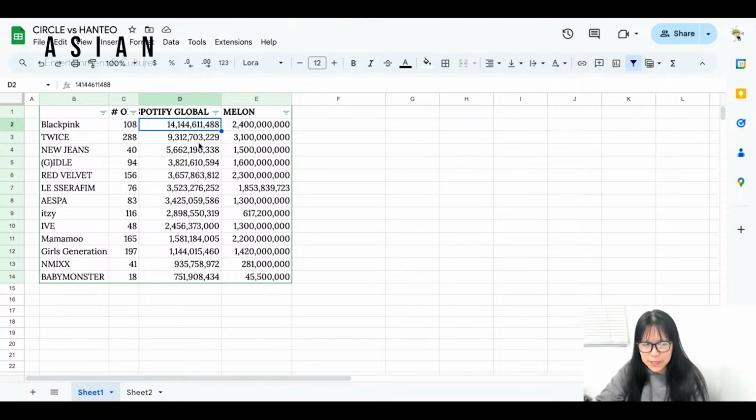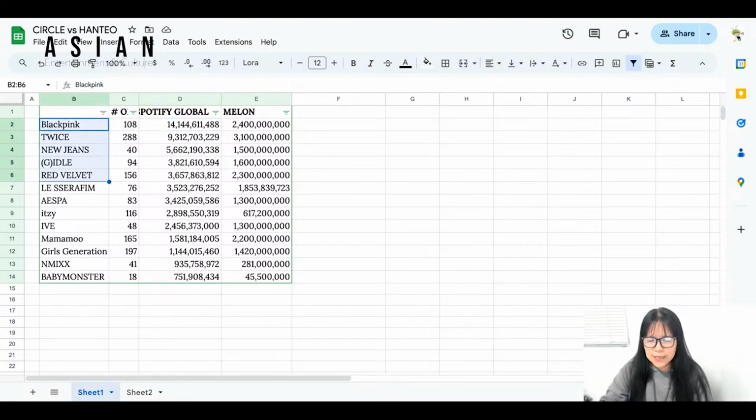Twice is 9 million. New Jeans is 5.6. G Idol, Red Velvet, and then Le Sserafim. So your big five would be this. But then you do need to take into consideration that G Idol and Red Velvet have been there for a long time. So way before New Jeans and Le Sserafim. But regardless, they are the big five in Spotify.